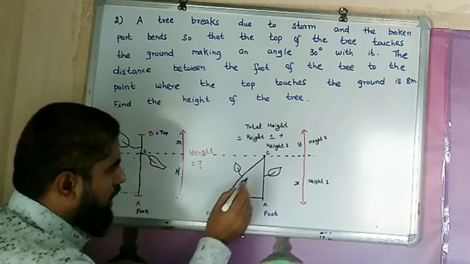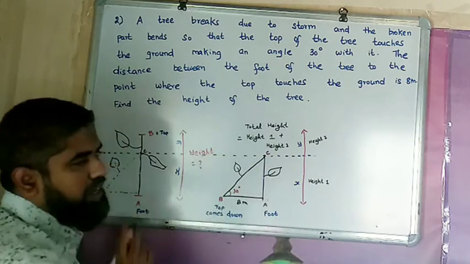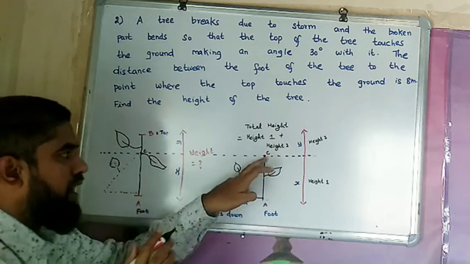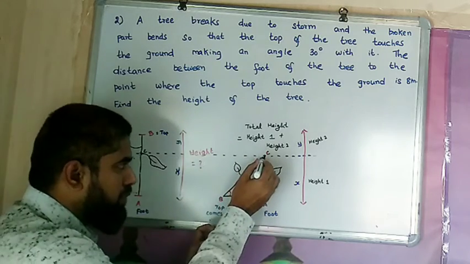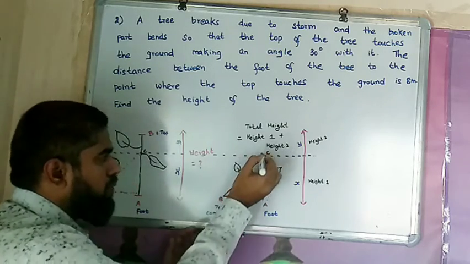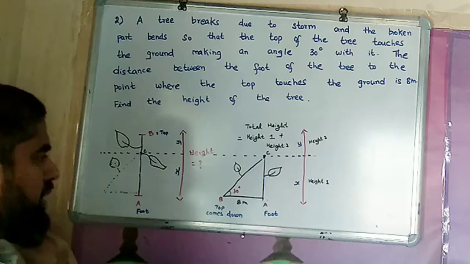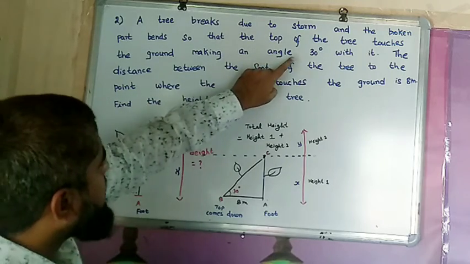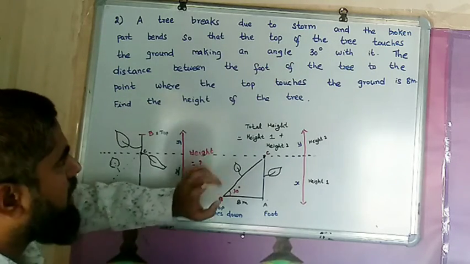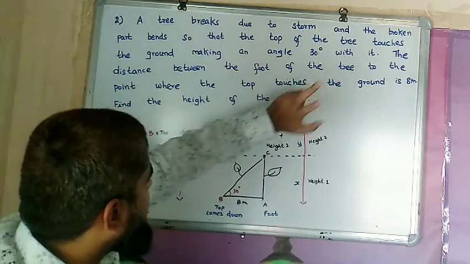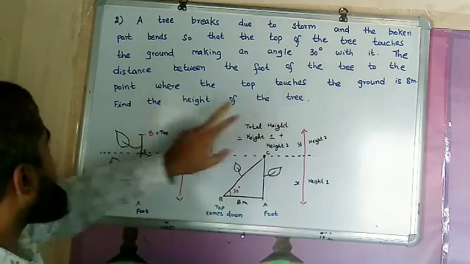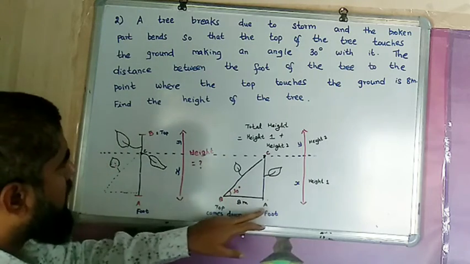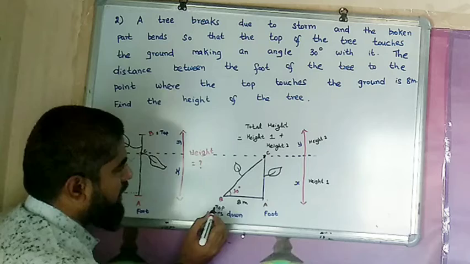Now A, B, C is a right angle triangle. A is the foot of the tree, and C is the part where the tree gets broken, and from that broken part it hits the ground. I am mentioning that point as B. They have given that it makes an angle of 30 degrees. The distance between the foot of the tree and the point where the top touches the ground is 8 meter. So this part is 8 meter.